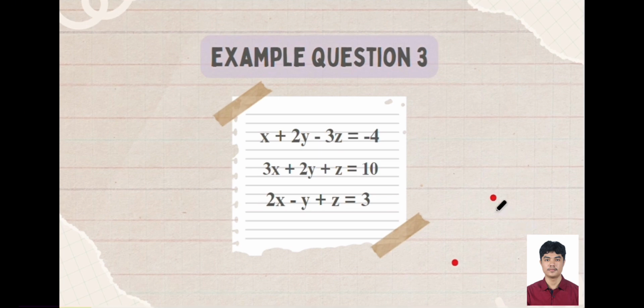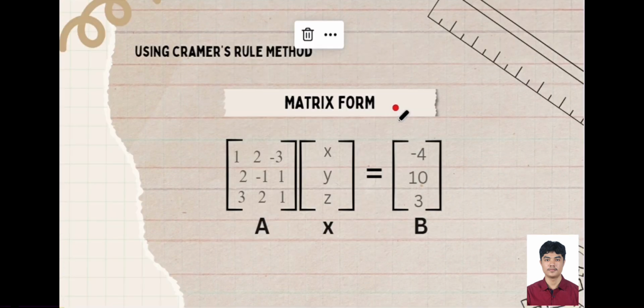Example question 3. As you can see, I already found the question, so we can solve it using the Cramer's rule method. In this matrix form, A is filled with the coefficients of the linear equations, X is filled with the variables of the equations, and B is filled with the answers of the equations.